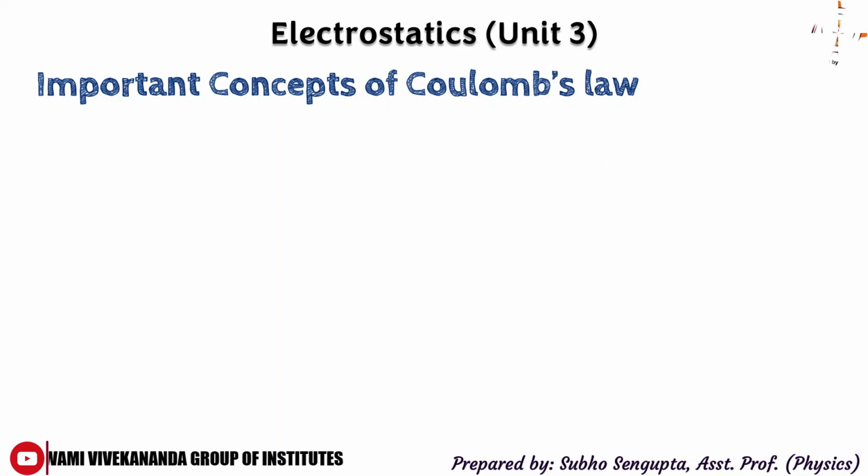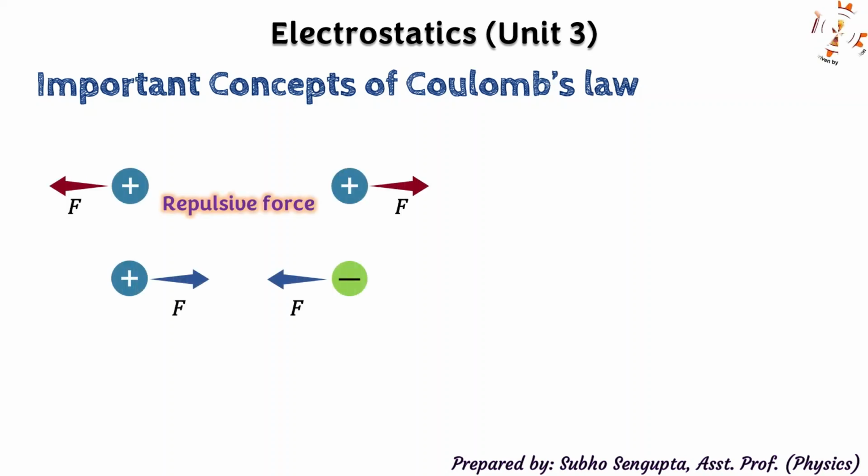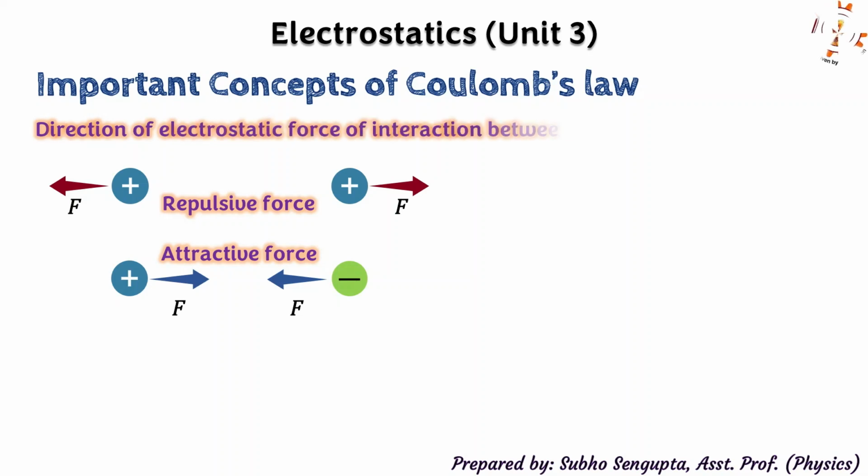I have told earlier in this lecture, there are three most important concepts related to Coulomb's law, and I have already discussed one of them, which was the concept of point charge. Now I will discuss the remaining two concepts. It is a well-known fact to us now that there is electrostatic force of repulsion and attraction between charges of same polarities and of opposite polarities, respectively. Now the question is, what is the direction of the electrostatic force of interaction between 2 point charges?